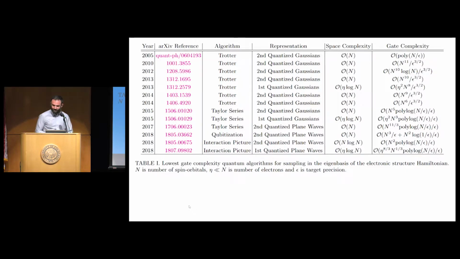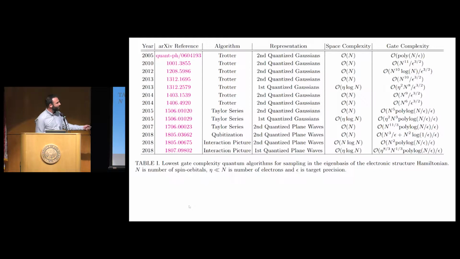So I like making tables like this. Here I'm comparing over the years how certain papers have improved the gate complexity of the best algorithms for quantum chemistry. At first people were mostly looking at Trotter and using second quantized Gaussians. But at some point we switched to the Taylor series, looking at LCU methods, which gave some improvement. And then basically, starting with this paper, which I spoke about at QIP last year, we started looking at plane waves. And there have been some more results using plane waves, including the ones that Guang Hao presented and Dominic presented. So these last three papers are really what's being discussed at QIP this year.